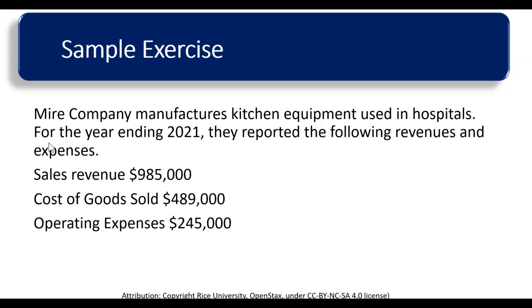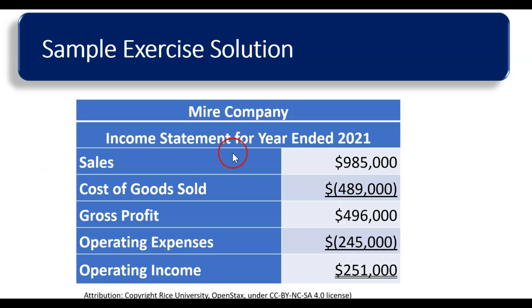In the sample exercise, we have a company that manufactures kitchen equipment, and for the year ending 2021, these are their revenue and expenses. Their sales revenue is $985,000, their cost of goods sold is $489,000, and their operating expenses are $245,000. So how would we calculate a simple income statement based on this information? This is how we calculate it.